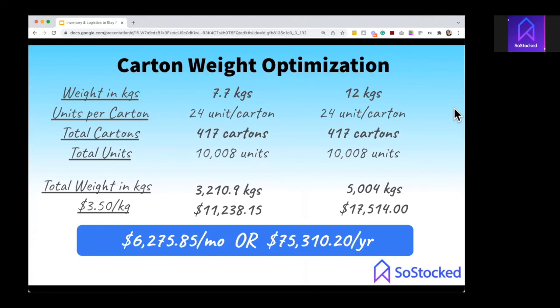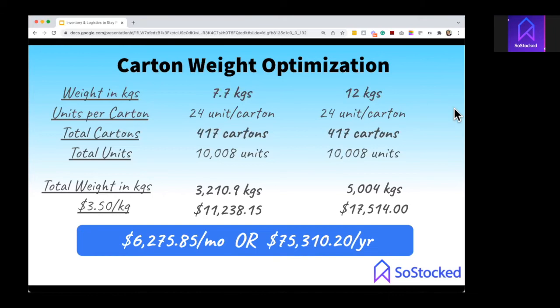This is something that we ran on our own product, which we were able to save 68 cents per unit, not per carton, per unit. And so let's start with carton weight. We were shocked to find out that our freight forwarder was going to charge us for every carton as if we had at least 12 kilograms. We had cartons that were 7.7 kilograms and were treated as if they were 12.